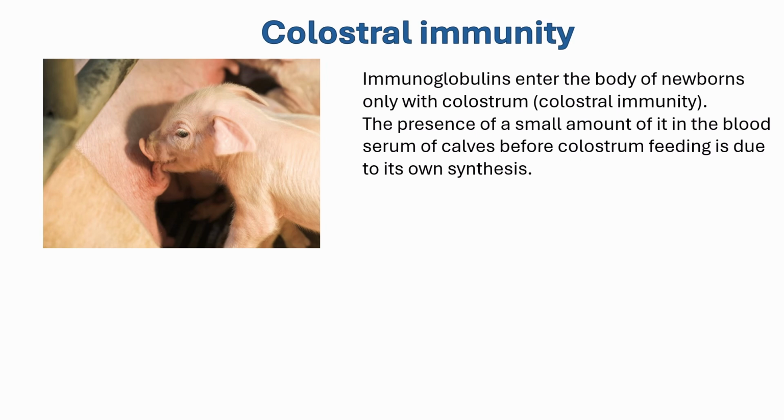Immunoglobulins enter the body of newborns only with colostrum, known as colostral immunity. The presence of a small amount of it in the blood serum of calves before colostrum feeding is due to its own synthesis.